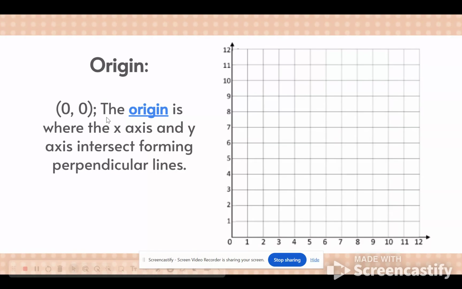The origin is where the x-axis and y-axis intersect. Here, you see that? That is 0, 0. Because if you look, there are two number lines. There's a number line and that's a number line. At 0, 0, that is what is called the origin. It's where the x-axis and y-axis intersect, or meet together, and they form perpendicular lines.